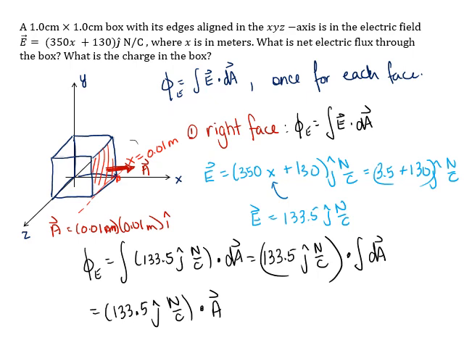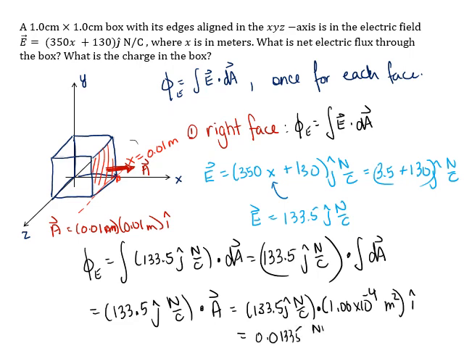Okay, let's put that in our equation. Got 133.5 J hat newtons per coulomb dotted with our area, which is going to be 1 times 10 to the minus 4 meters squared, I hat. Okay, so now I can take my numbers out front. 133.5 times 1 times 10 to the minus 4 is 0.01335 newtons times meters squared per coulomb. Then the vector business is at the end, J dot I.